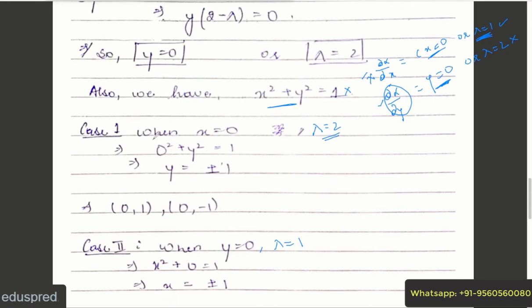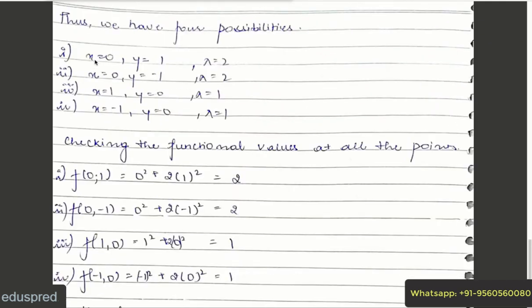Now let's solve. So when your x is 0, you get 0 square plus y square is equal to 1, or y is equal to plus minus 1. So you have the points (0, 1) and (0, minus 1) with lambda to be 2. And when y is 0, you get x is equal to plus minus 1. So you get the points (1, 0) and (minus 1, 0) with lambda to be 1. So we have 4 possibilities. Your x is 0, y is 1 and lambda is 2. x is 0, y is minus 1 and lambda is again 2. Your x is plus minus 1 and y is 0 with lambda 1.